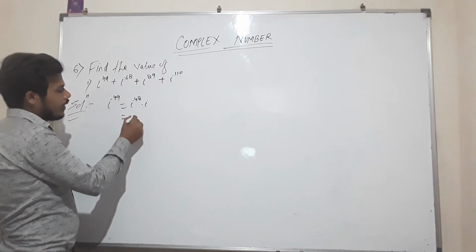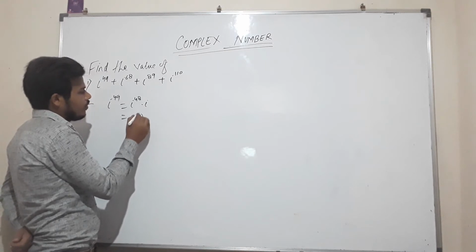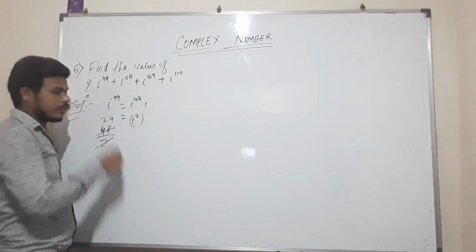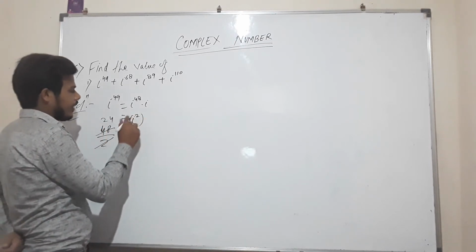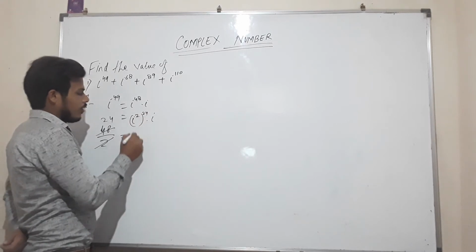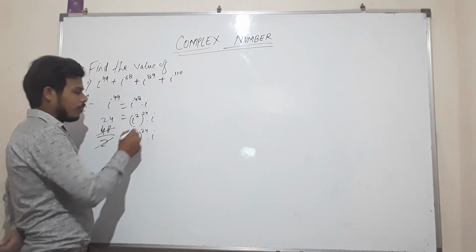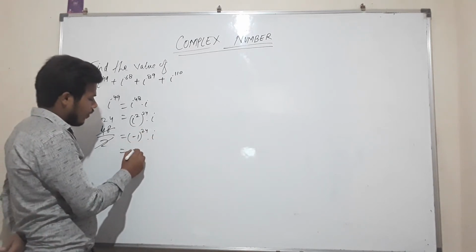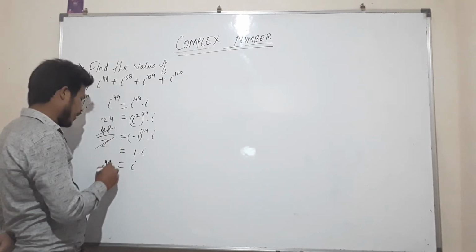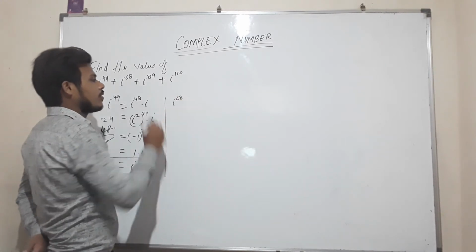Now i raised to 48 we can split into power 2. So 48 divided by 2, 2 2s are 4, 2 4s are 8, right? So we can write i raised to 2 its power 24 into i. Now i raised to 2 is nothing but -1 raised to 24 into i, and -1 to an even power is always positive, means 1 into i, which is equal to i. So the value of i raised to 49 is i. Now next is i raised to 68.